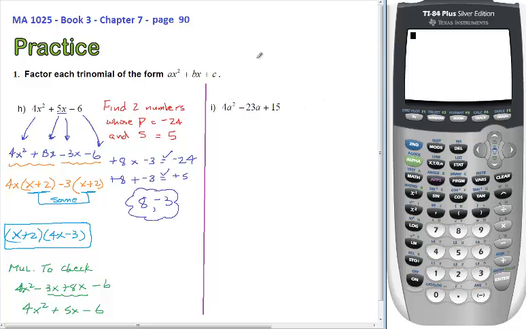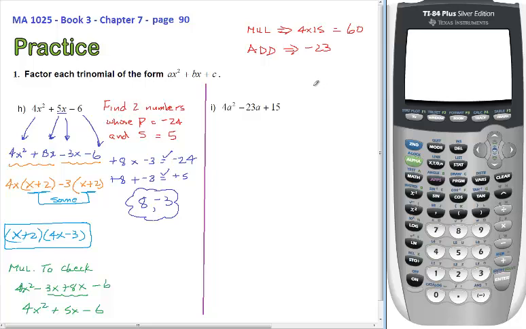Same idea. We want to find two numbers that multiply to give you, now the product is going to be what? 4 times 15, which is 60. So we need a product that is 60. Let me just tidy that up a bit. So we're trying to find two numbers that multiply to give you 4 times 15, which is 60, but add together to give you the middle term, which is negative 23.